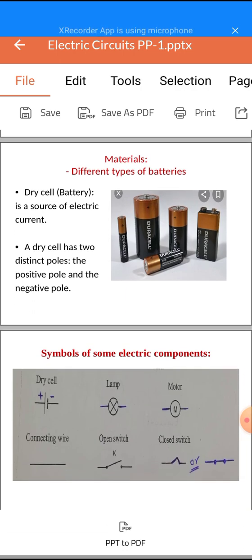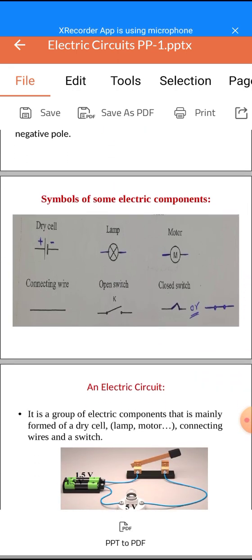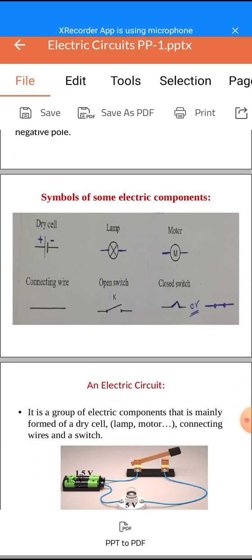Now in this figure we can see different types of batteries or dry cells. A dry cell is the same as a battery, and it's the source of electric current. It has two distinct poles, which are the positive pole and the negative pole. Here are the symbols of some electric components. We have to know how to draw each component by its symbol.